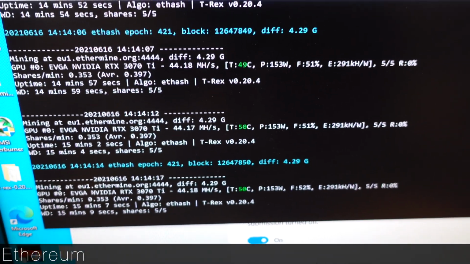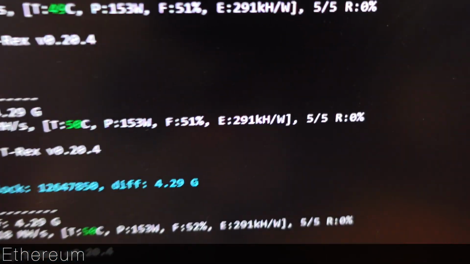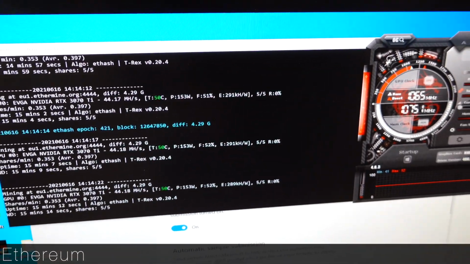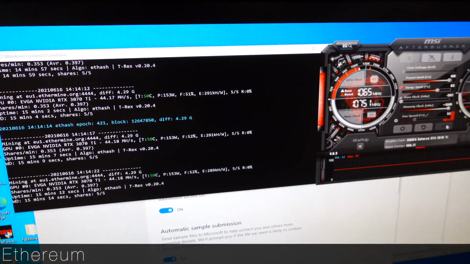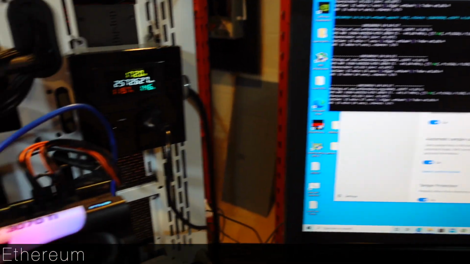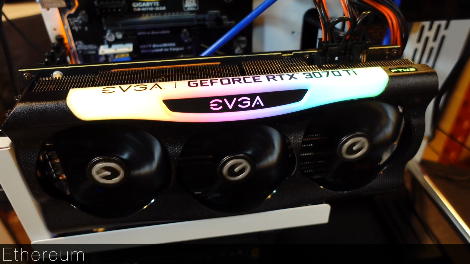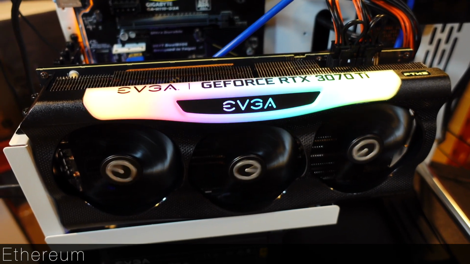I'm not gonna mess around with Ethereum too much. You can see that efficiency is just garbage. So what I'm gonna do is move on to some other algorithms here. I'll have chapters down below for everything I'm gonna test. So if you're interested in one of those, you can skip to that chapter, see what kind of results I get, see what kind of overclocks I get. And yeah, we're just going to take it one by one.